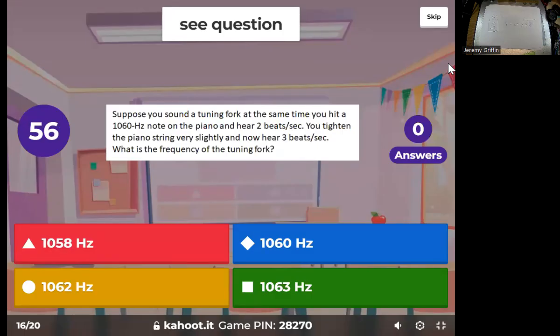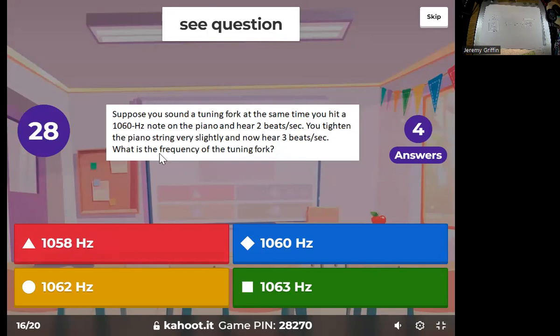You sound a tuning fork. At the same time you strike a 1060 hertz note on a piano, and you hear 2 beats per second. You tighten the piano string very slightly, and now you hear 3 beats per second. What was the frequency of that tuning fork? Here, let me help you guys out. Let's do guess and check.